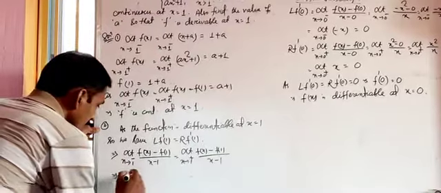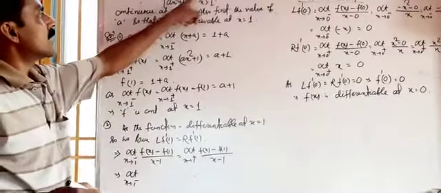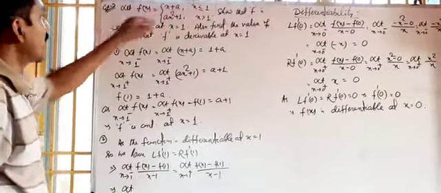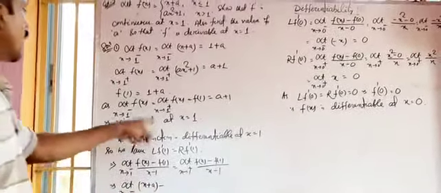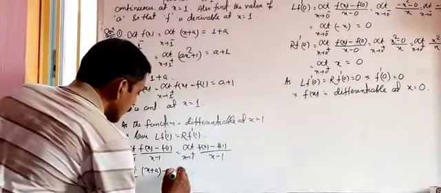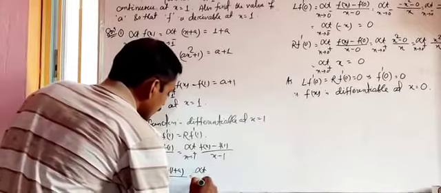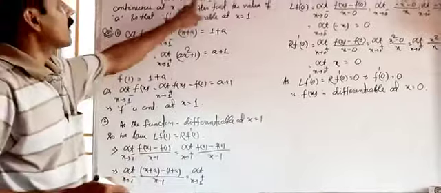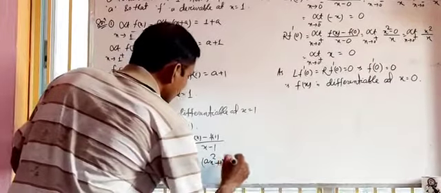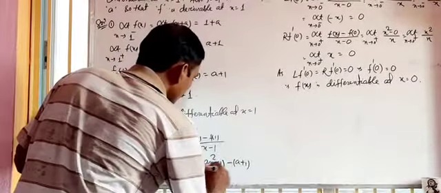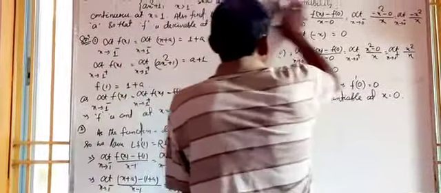It implies limit x tends to 1 minus. Now what is f of x? When x is less than 1, value of f of x is x plus a. You can write this as x plus a minus f of 1. What is f of 1? 1 plus a, by x minus 1. And right hand side is limit x tends to 1 plus. When it is greater than 1, f of x is ax square plus 1. Ax square plus 1 minus f of 1, which is a plus 1, by x minus 1. Now we will simplify.